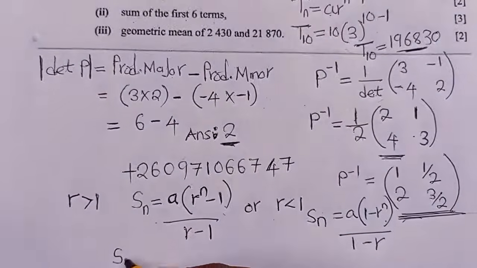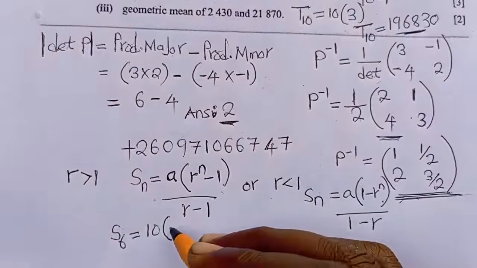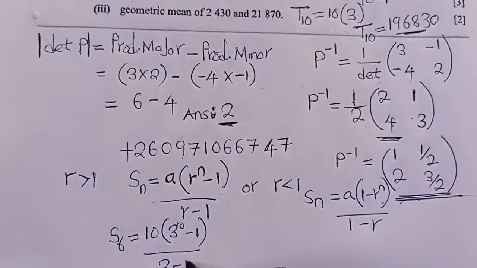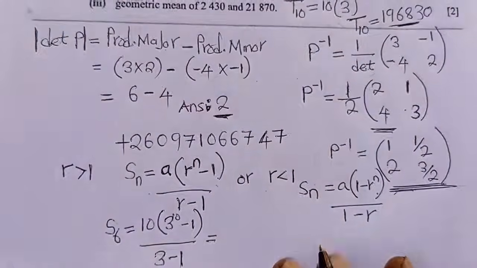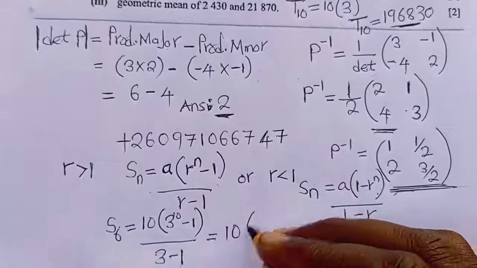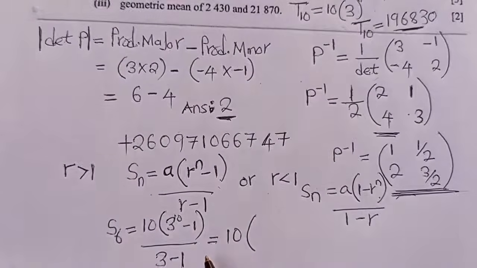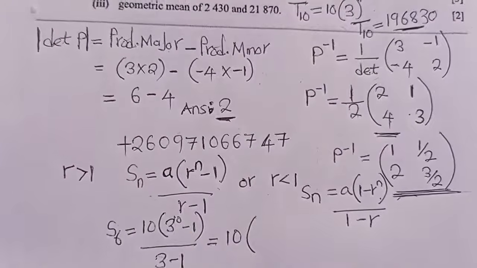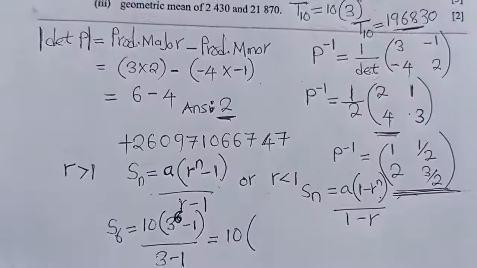So we substitute: S6 is equal to the first term, that is 10, then 3 to the power 10 minus 1 over 3 minus 1. What is our answer there? This is too simple. So this is 10, open bracket, then what is 3? I can make a mistake, so I want you to follow me. 3 to the power 10. That answer has come. Then they are telling us to find the first 6 terms, so here it is supposed to be a 6, not 10. First 6 terms, so n is 6.